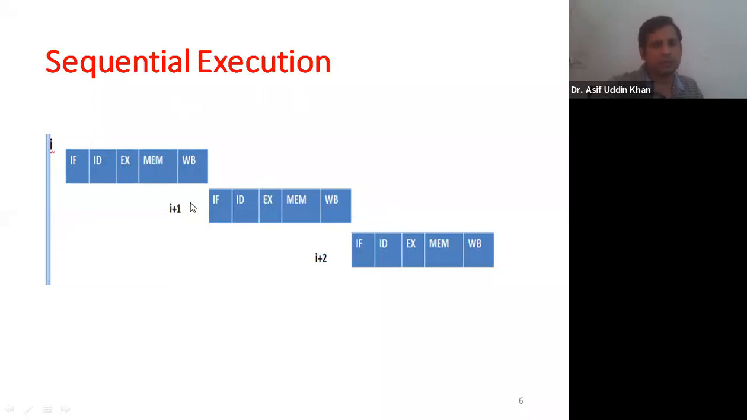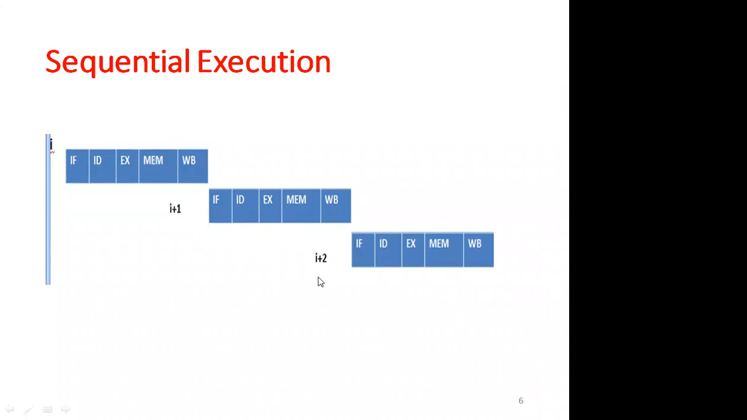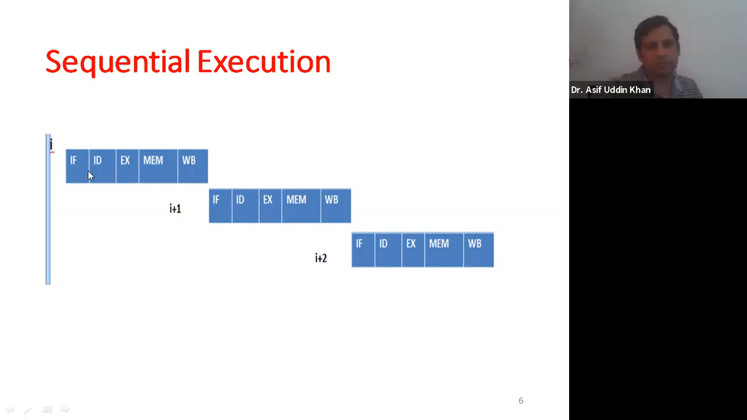So here we have three instructions, and we know that one instruction takes 5 clock cycles to complete its execution, because one phase takes one clock cycle. So 5 phases or 5 stages use 5 clock cycles. Similarly, this will also use 5 clock cycles. This also will use 5 clock cycles. So total, how many clock cycles are required to complete execution of these three instructions? Can you tell me? 15. Total 15 clock cycles are required to complete execution of these three instructions, that is I, instruction I plus 1, and instruction I plus 2. So this is happening in sequential execution of instructions.